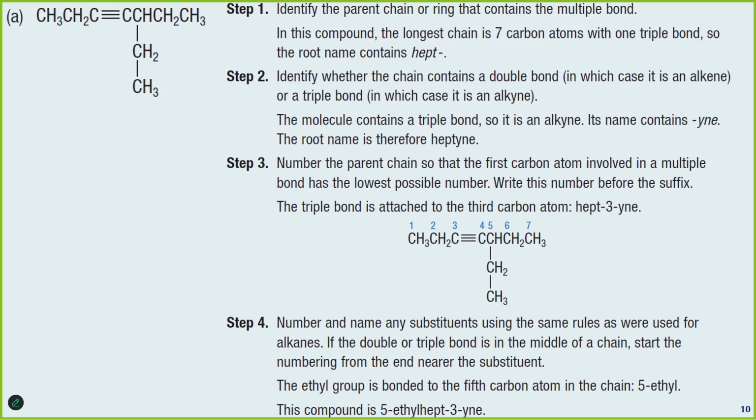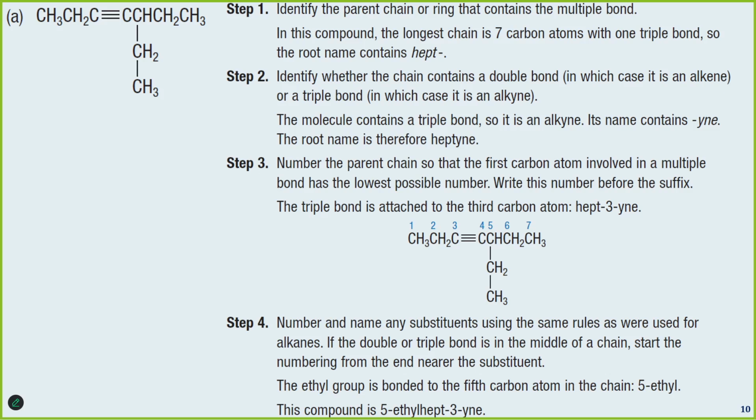Write this number before the suffix. Then the triple bond is attached to the third carbon atom: hept-3-yne. And the last step is to number and name any substituents using the same rules as were used for alkanes. If the double or triple bond is in the middle of a chain, start the numbering from the end nearest the substituents.